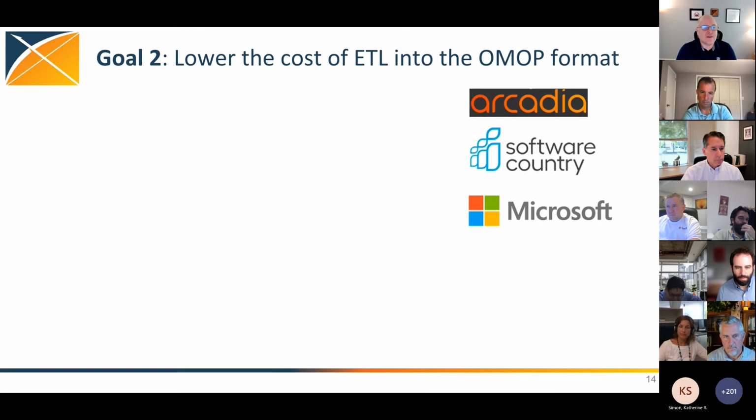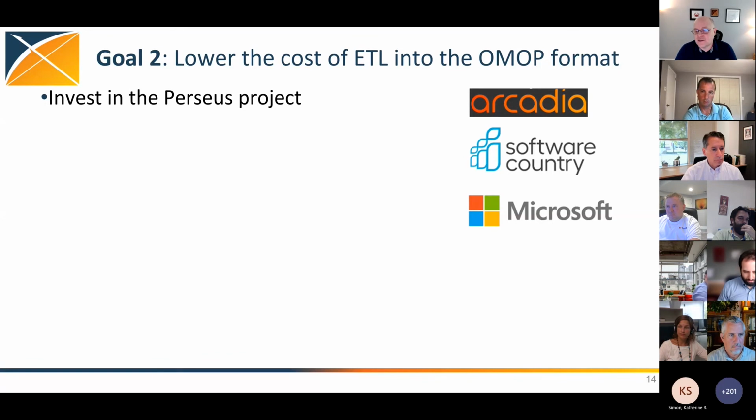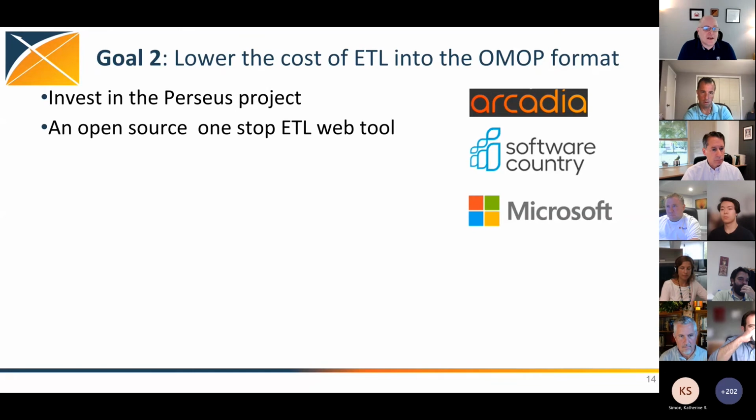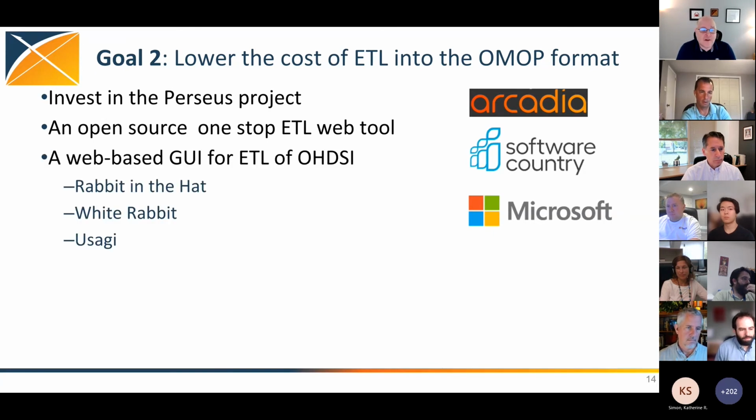One of the things we're excited about is that, as part of this project, we were able to invest in the Perseus project, which is a great piece of software developed by Arcadia and Software Country. It's an open source one-stop ETL web tool. I'm hoping that this becomes our Atlas for ETL, just like we use Atlas for all of our analysis sites, having a one-stop tool that incorporates Rabbit in the Hat, White Rabbit, Usagi, and all the other tools around it, for uncoded terminology and for coded terminologies, to bring that into a standardized place for tracking how we do our transformation in a standardized way.